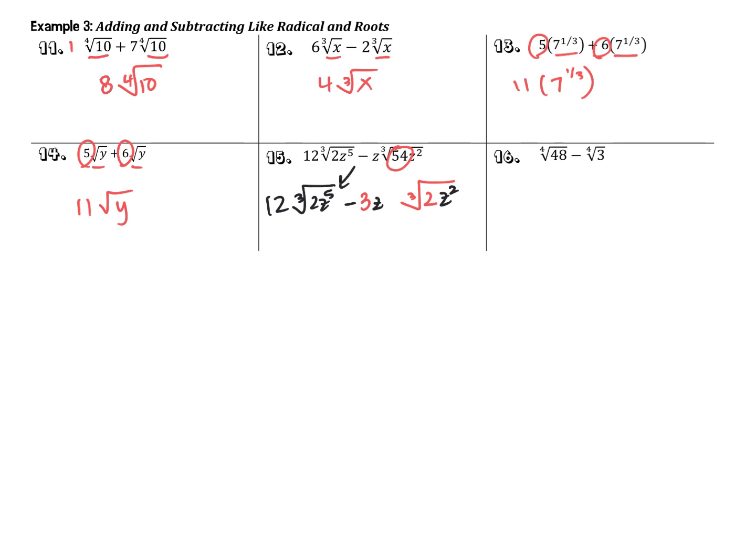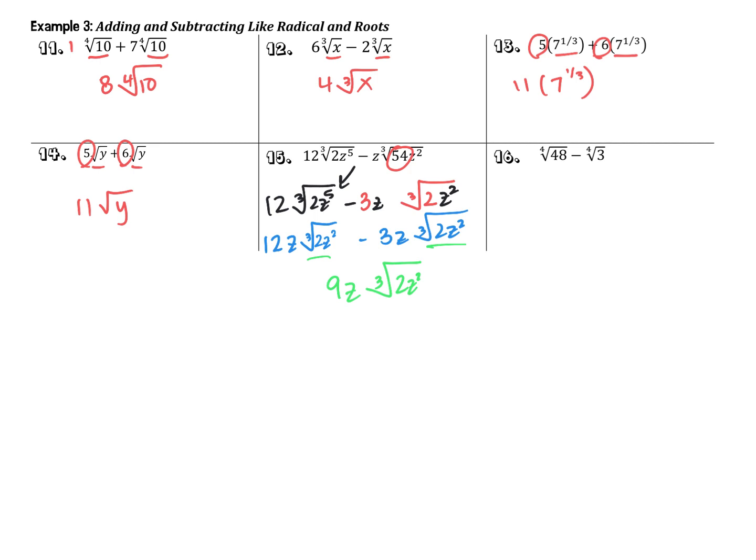So we need to deal with this part. Z to the 5th, if I'm breaking it into 3's, that means I'm going to have 12. I can take one set of 3 out. That's going to leave me with 2z squared minus 3z times the cube root of 2z squared. Now we have like radicands. 12z minus 3z is going to be 9z times the cube root of 2z squared.